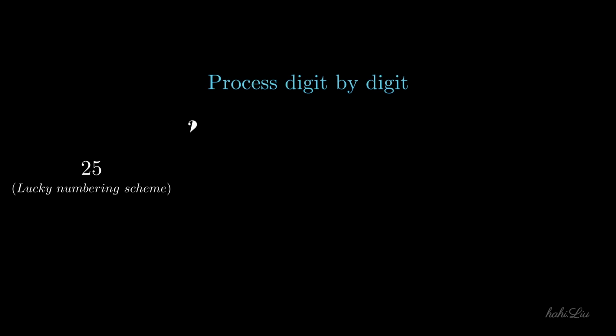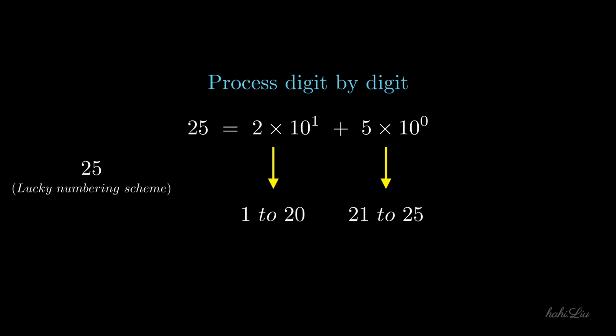Process the number digit by digit. We can see this number 25 as 2 times 10 plus 5 times 1. 2 times 10 counts total lucky numbers from 1 to 20, and 5 times 1 counts from 21 to 25. The results will be 17 and 4 respectively. So, in total, we get 21, and this is the conventional number of 25. This approach is called dynamic programming.